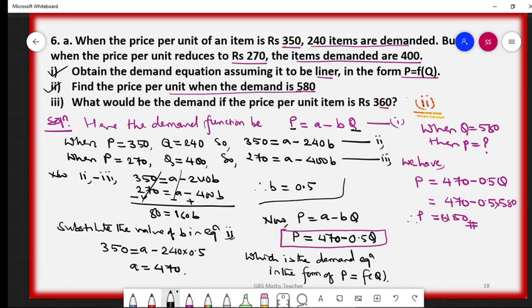And now what would be the demand if the price per unit is 360? Third case, I think you now understand. When P equal 360, Q equal what? In the same equation, 360 equal 470 minus 0.5Q, and by solving we will get Q equal 220 units. This way we can solve the sixth question.